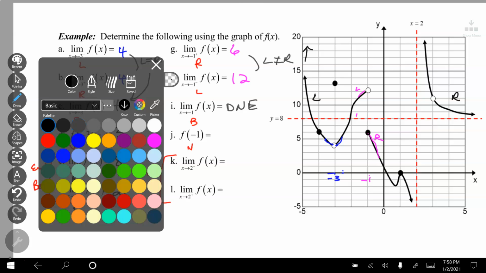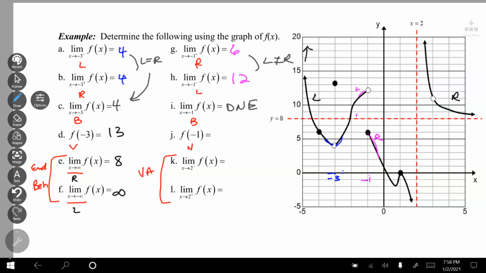And if I want the value at negative 1, here at negative 1, I find my solid dot. My solid dot here is at 6. And here's my vertical asymptote.